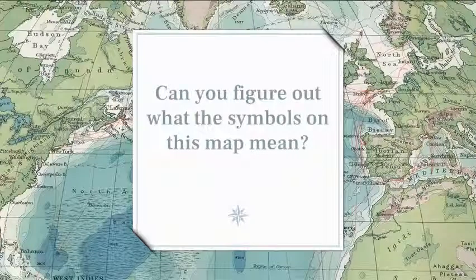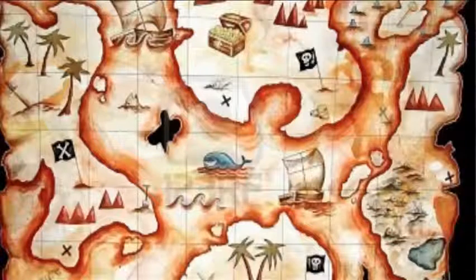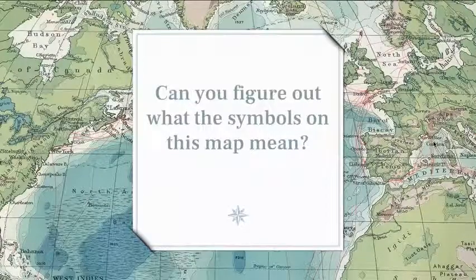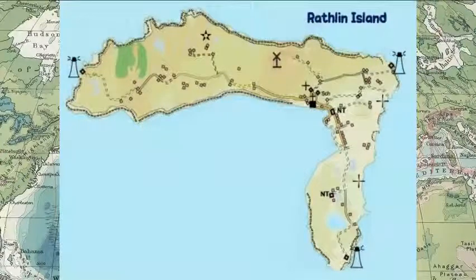Can you figure out what the symbols on this map mean? I wonder what this flag means. What about this treasure chest or the X? I think those all have special meanings. How about on this map? This is harder to understand.